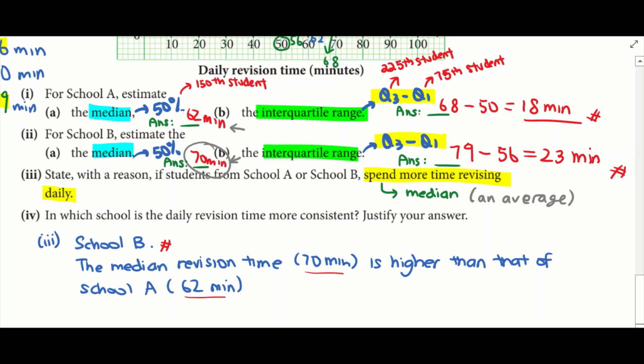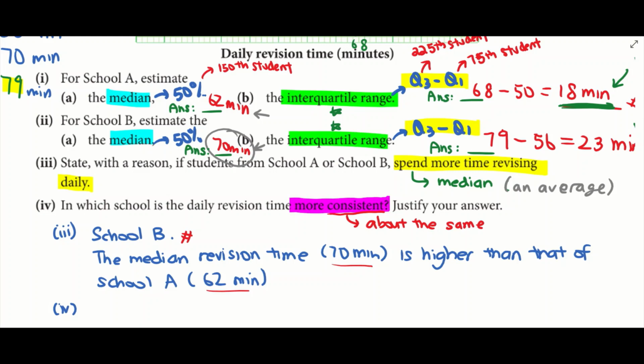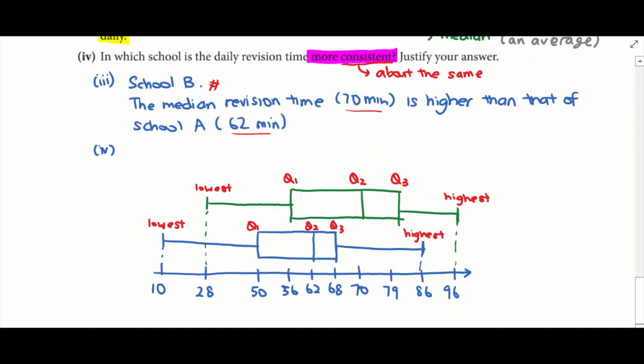Last question. In which school is the daily revision time more consistent? And let's think of the word consistent. Consistent revision time means that everyone has about the same revision time. So to answer question 4, maybe let me draw the box and whiskers diagram for each of the school. I have drawn the box and whiskers diagram for each of the school, stating the lowest, the highest, and Q1, Q2, Q3 for each of the school.